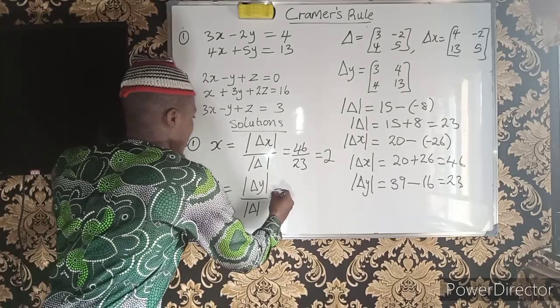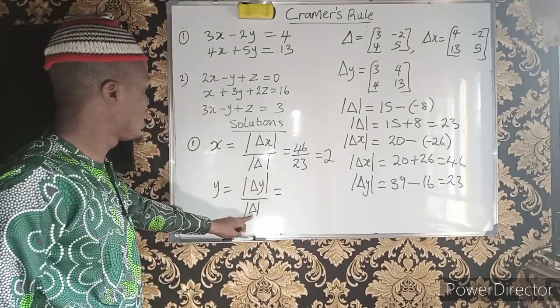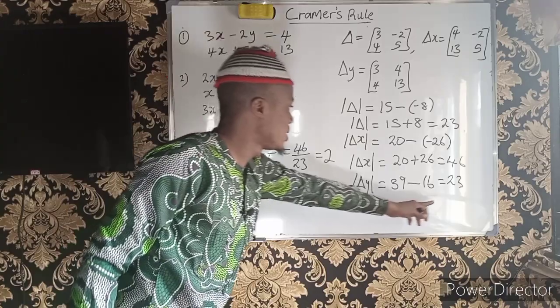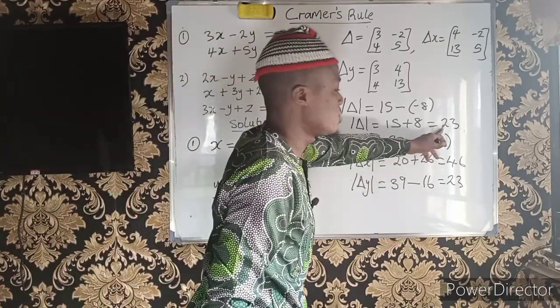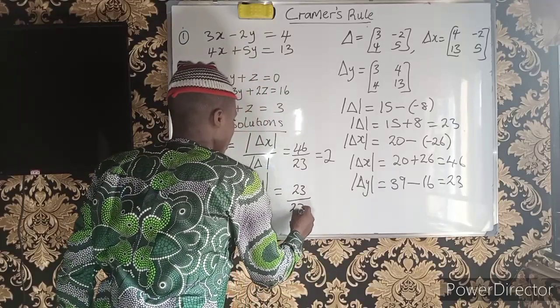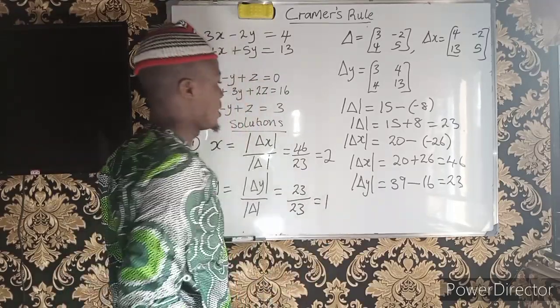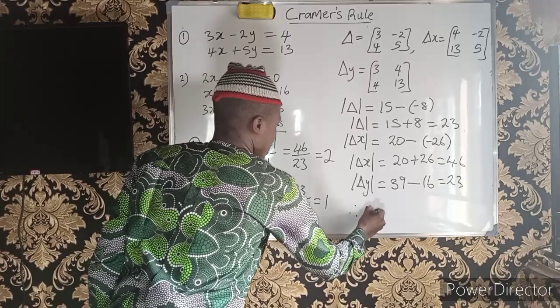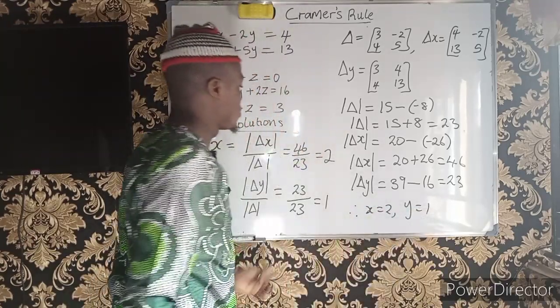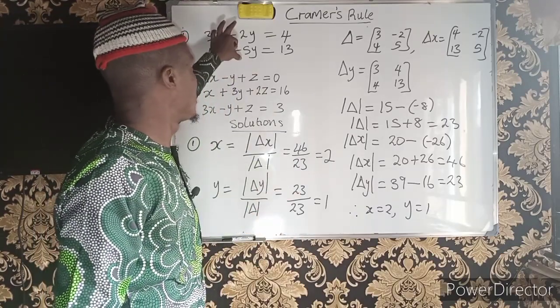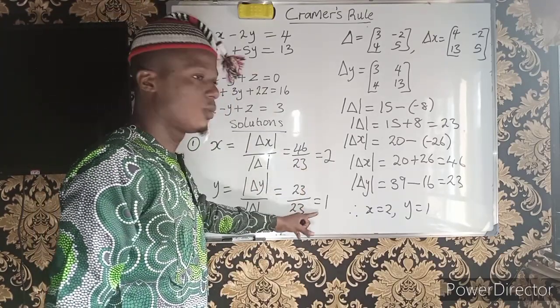For y, determinant of change in y over change. Determinant of change in y gave us 23, and determinant of change is also 23. So if I divide 23 by 23, I'm getting 1. Therefore, x is equal to 2 and y is equal to 1. So these are the values that will satisfy this equation. x is 2 and y is 1.